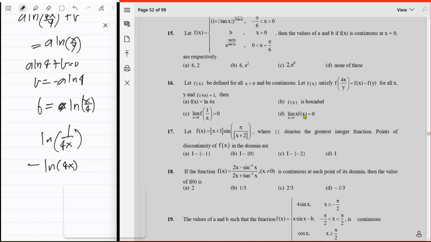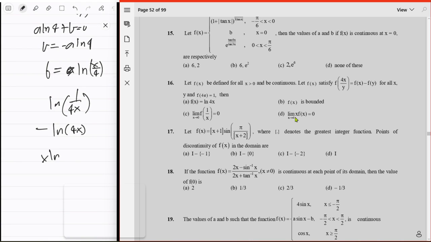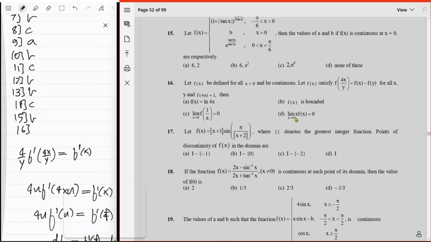Yeah. Limit as x tends to 4 of x f of x. So x natural log of x upon 4 as x tends to 4 is just 4 natural log of 1. That's 0. So yes, D is correct at least. Next question.